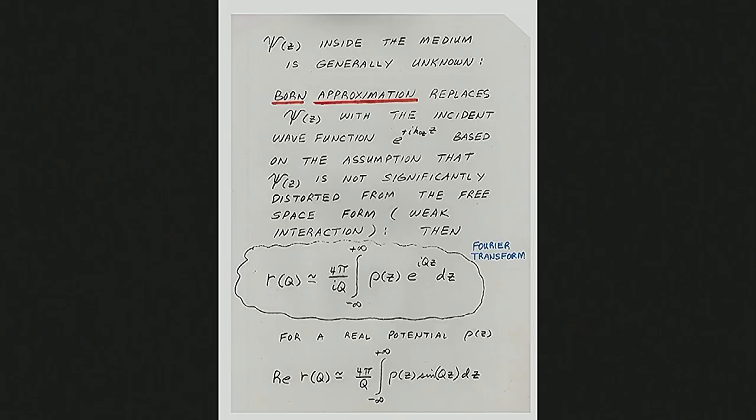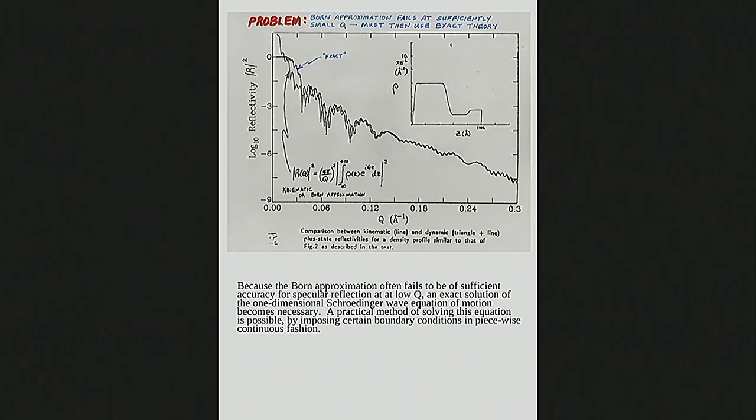and this is what people use. Right, well, that's all well and nice, but here's an actual reflectivity curve for a potential that looks like this. So this is a scattering density profile. So this is scattering density on the vertical. This is the depth into the film, and it's high here, and it goes down. It's just some model system.